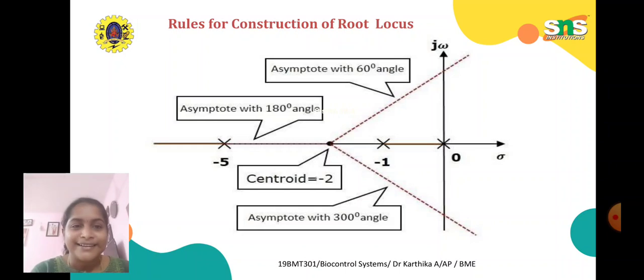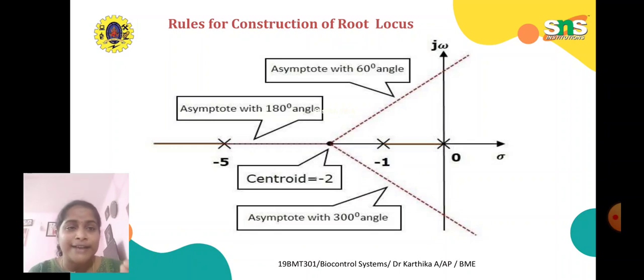Here we have the real axis sigma and the imaginary axis j omega. We have the branching points -1 and -5, and the centroid is the midpoint of the root locus branching points. Here the centroid is equal to -2. The angle of asymptote calculated with the help of the formula is 300 degrees, and we also have an asymptote with 180 degrees, which is the real axis.